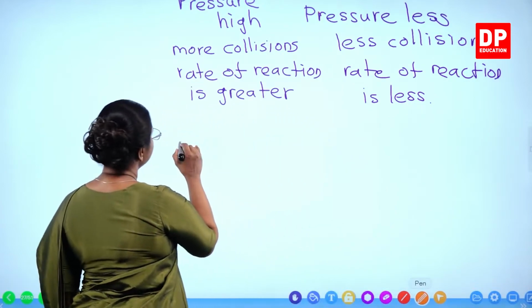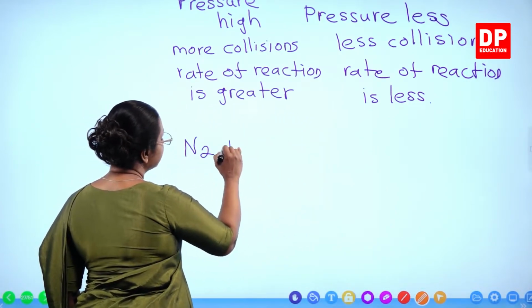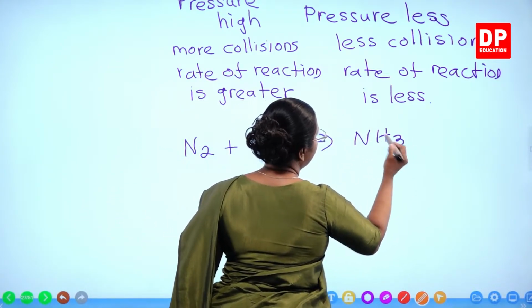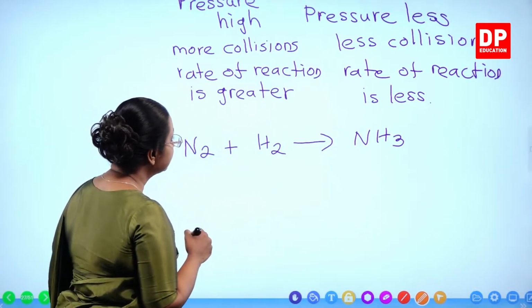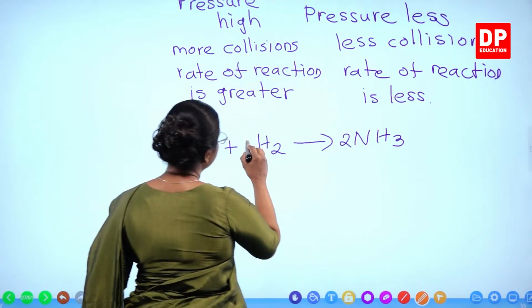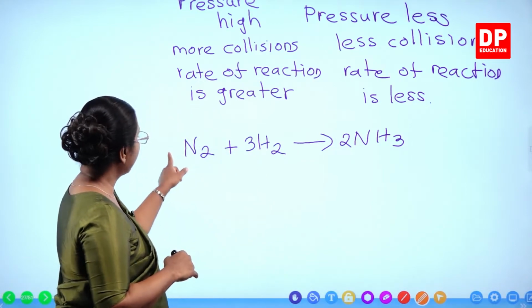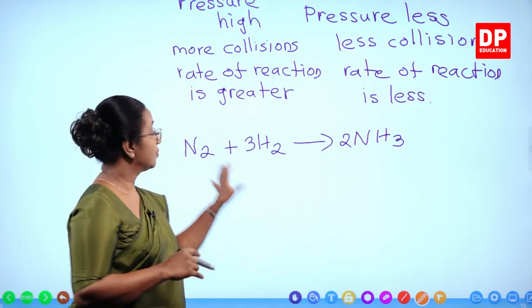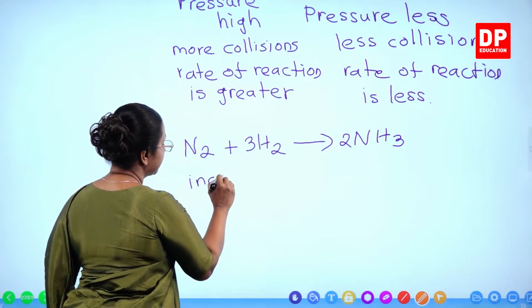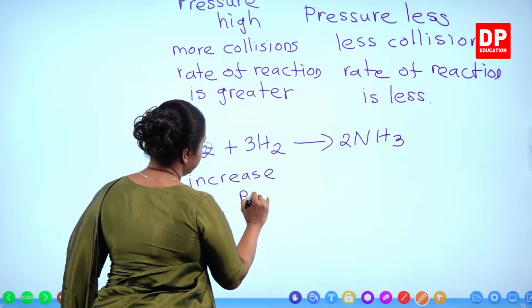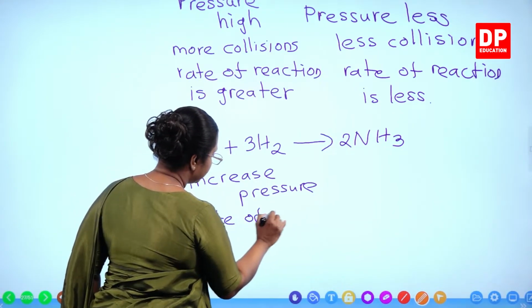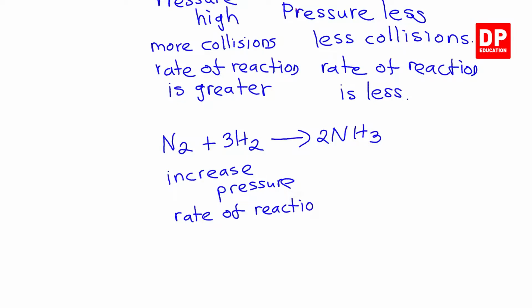We have discussed this with balancing equations. Nitrogen gas reacting with hydrogen gas forming ammonia gas. If you balance this reaction, you need to have a 2 there and 3 there. So 1 nitrogen with 3 hydrogen giving rise to 2 ammonia molecules. So here, if you increase the pressure, then rate of reaction will increase.